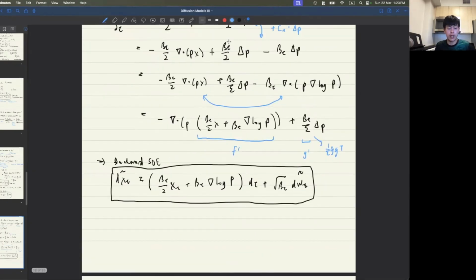Another thing that we can do over here is analyze our backward stochastic differential equation. So this first term is precisely the same as the drift term in our forward stochastic differential equation. Just to recall, our forward stochastic differential equation is dxt equals minus beta t over 2 xt dt plus square root beta t dwt. This term, beta t over 2 xt, is precisely the counteracting drift of the forward diffusion process. So that makes sense. And we have this additional term over here.